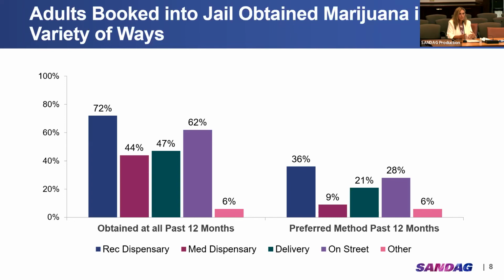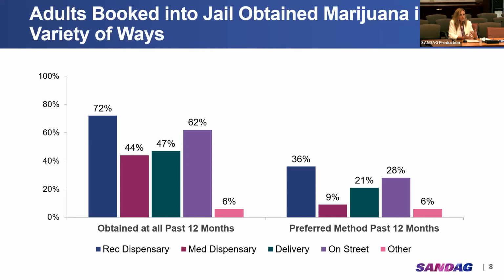We were interested to see, did making it legal stop the illegal trade? We've heard a lot about the gray market of dispensaries that people might think are legal but really aren't. We did find that most of the people we talked to in the justice system, 2/3, say they have bought marijuana in the past year in multiple ways, not just one way. On the left side of the chart, we asked what are all the different ways you've obtained it in the past 12 months. Getting it from a recreational dispensary is the most common, but 62% also say they're still buying it on the street.